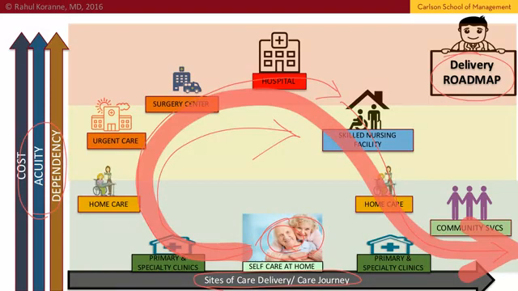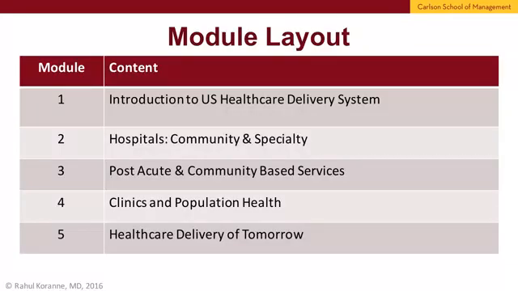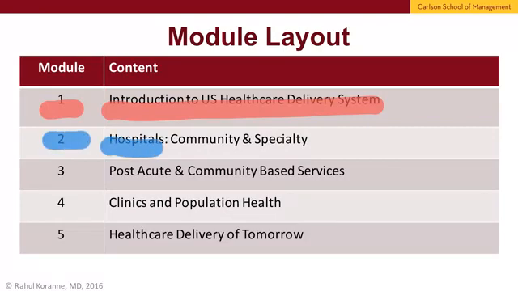Here's how I have laid out the modules in this particular course. So right now we are in module number 1. That's going to deal with the introduction and the context setting for the US healthcare delivery system. The next module will focus on hospitals, various types of hospitals, large and small, community and specialty. The third module will look at post-acute. These are services that come after the acute care hospitals and other community-based services. These are services in the community, social services, and other services.